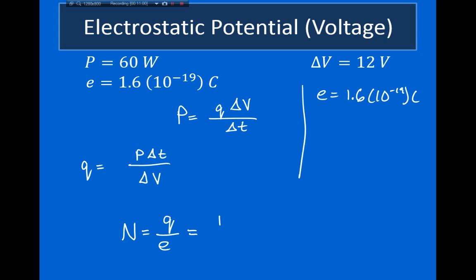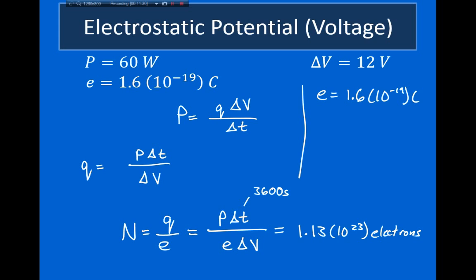So I take this formula here, power times delta T, and then I'm going to divide this by the electron charge times the difference in voltage. And if I plug this into a calculator, I'll see that it's going to be equal to 1.13 times 10 to the 23rd electrons. And of course, remember that if my power is measured in watts, which it was, then delta T has to be measured in seconds. So this is 3,600 seconds. That's how many seconds are in 1 hour.